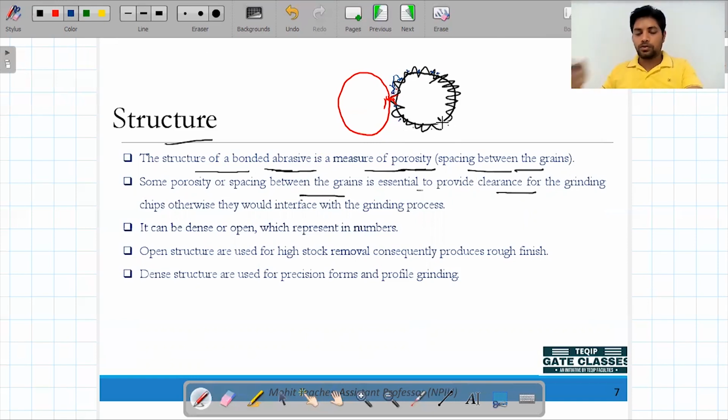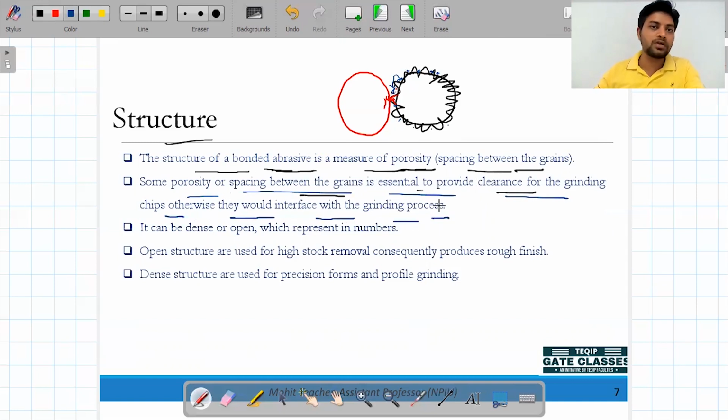That is why some porosity and spacing between the grains is essential to provide clearance for the grinding chips. Otherwise they would interfere with the grinding process, because grinding happens at very high speed and the temperatures are also very high. Suppose the material coming out is in the form of powder and it does not get a passage to come out, then it will interact with itself, meaning it will try to form a bond by itself, and that will create a problem for us.